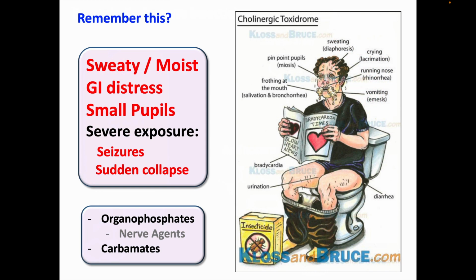Remember this from the earlier session in the course about toxidromes? Exposure to organophosphates and carbamates results in a cholinergic toxidrome, where patients get sweaty, moist, and produce lots of fluids from glandular organs where fluids may be made. They'll have GI distress and small pupils or miosis, and severe exposures can cause seizures or sudden collapse.